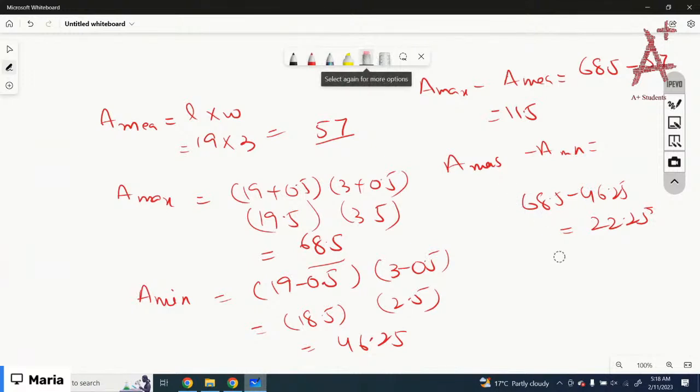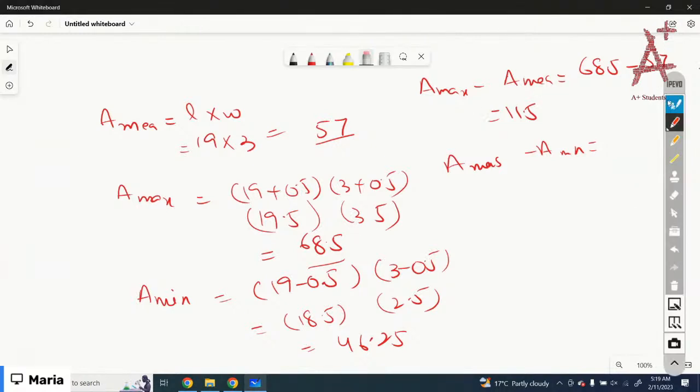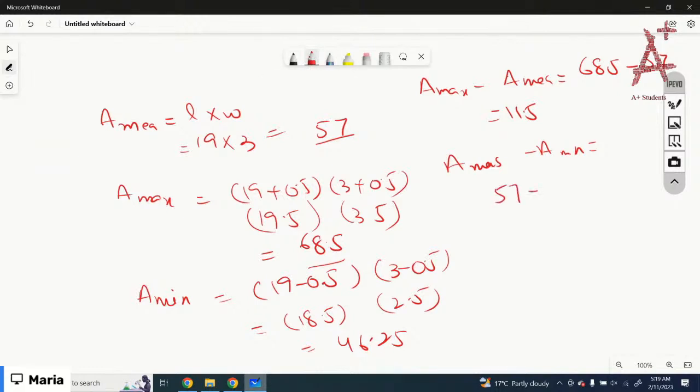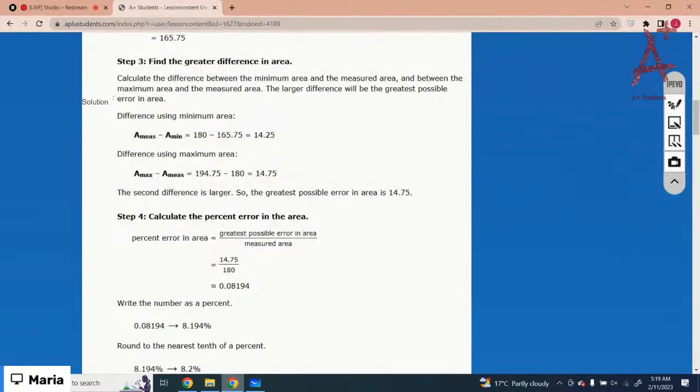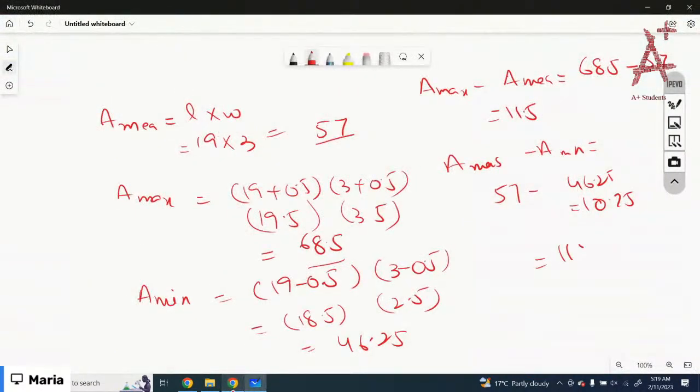57 minus minimum, which is 46.25. Got it? So let me just subtract, it is 57 minus 46.25. It is 10.75. Okay, so you have to calculate the percent error. What you have to do, you have to calculate the greatest possible error in area divided by the measured area. So the greatest possible error is 11.5 divided by 57. So 11.5 divided by 57 is 20.1.